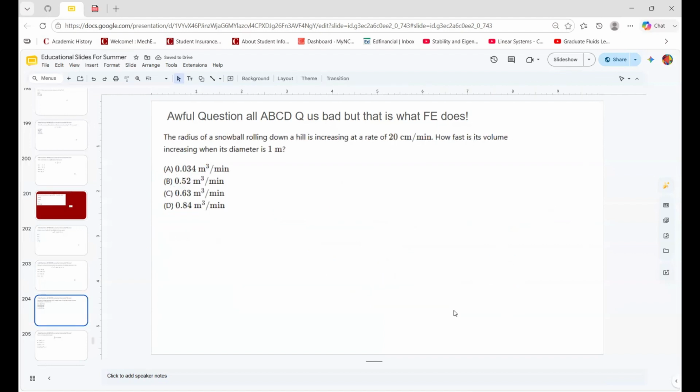Okay. The radius of a snowball slowly increases by 20 cm per minute. How fast is its volume increasing when its diameter is at 1 meter? This question doesn't have an answer. This question is also kind of messed up, isn't it? Let me see. Yeah, it doesn't have an answer again. This is another question I don't think has an answer. So that would mean I need to fix it, but I don't really want to fix it.